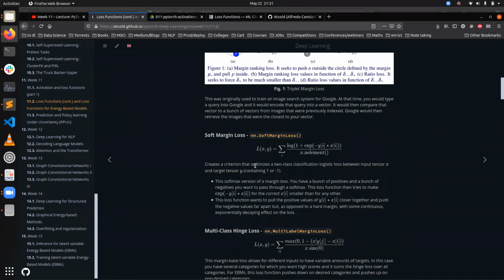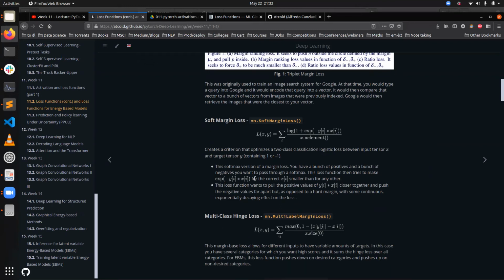Soft margin loss. Creates a criterion that optimizes a two-class logistic loss between input tensor X and a target tensor containing. I don't think he talked about this in the lecture, so I don't remember this. Input tensor X and a target tensor Y containing 1 or -1. Okay. It's a softmax version of a margin loss. Okay.